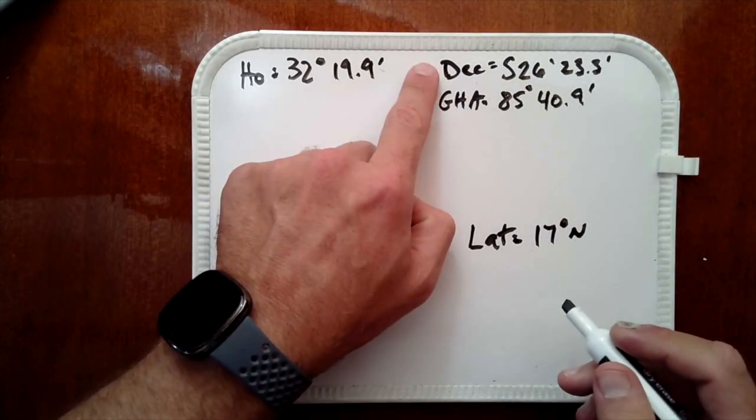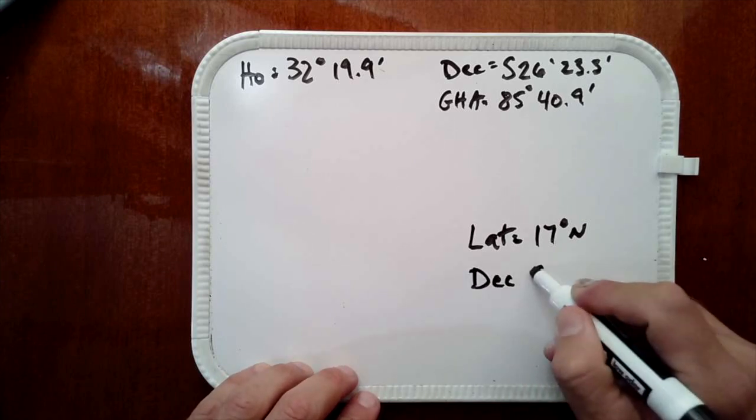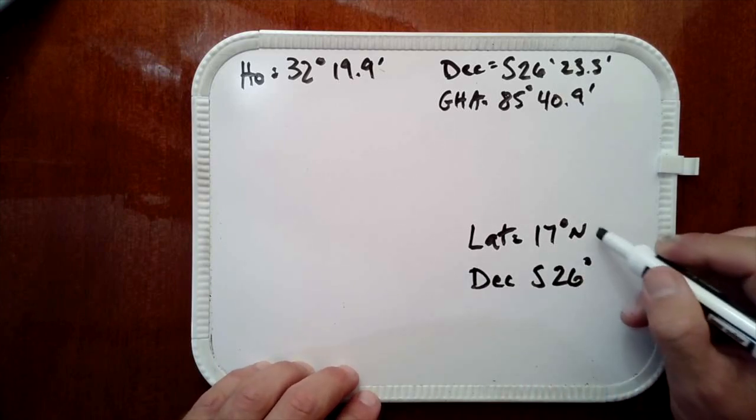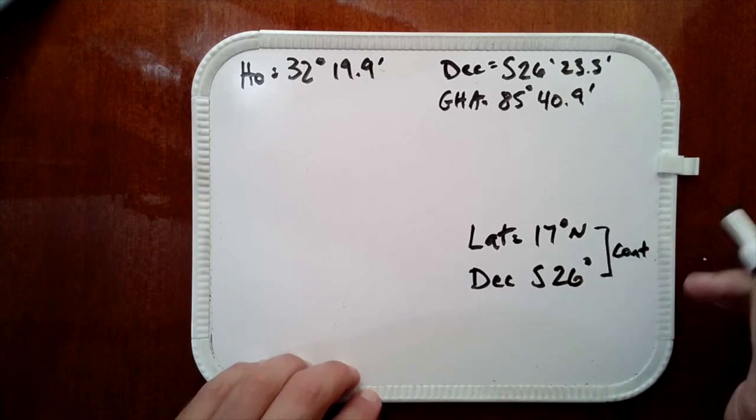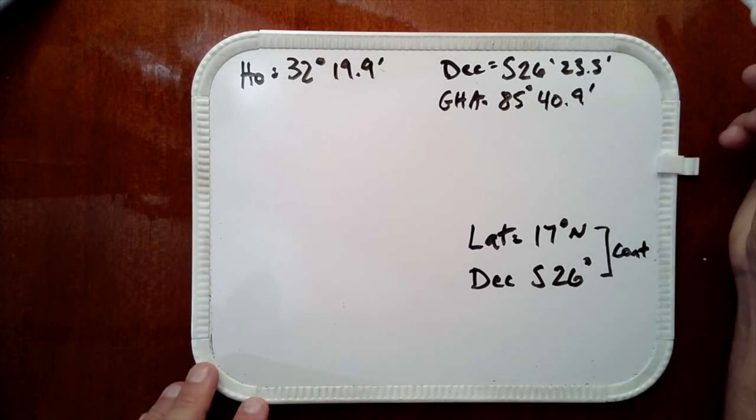Our declination, we've already got, it's going to be south 26 degrees, and that means we are contrary, and we'll have to account for these leftover increments later in the process.